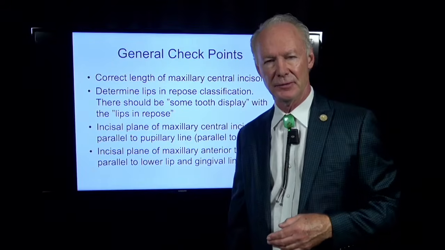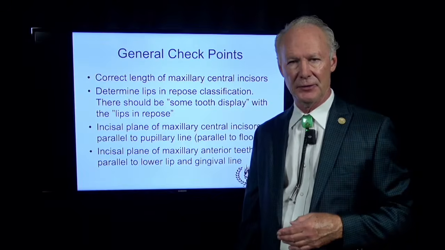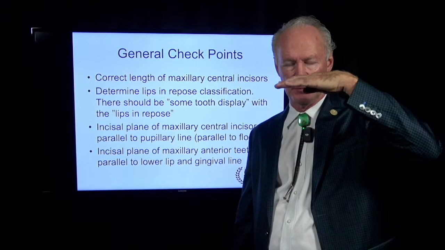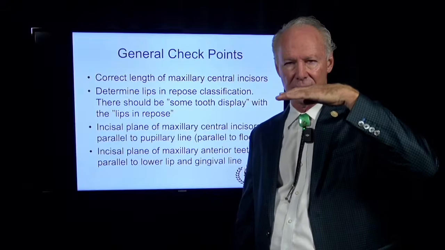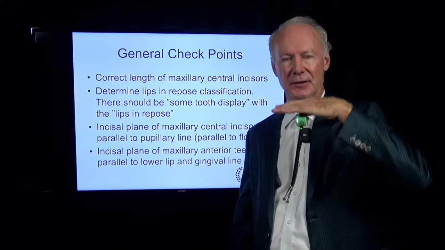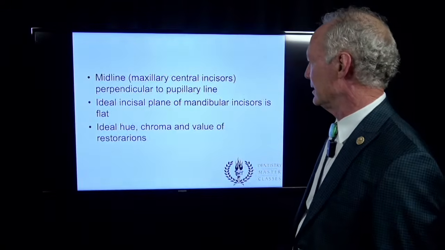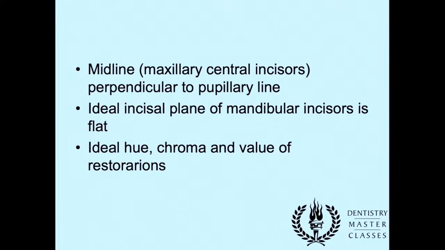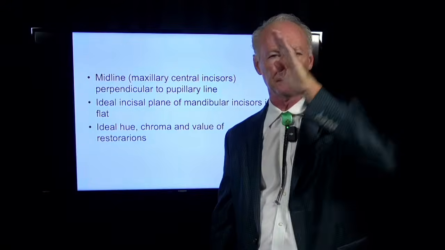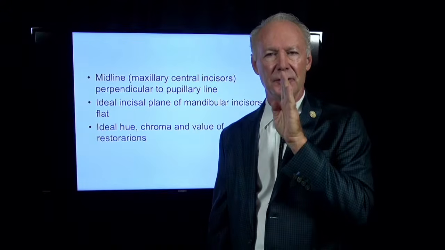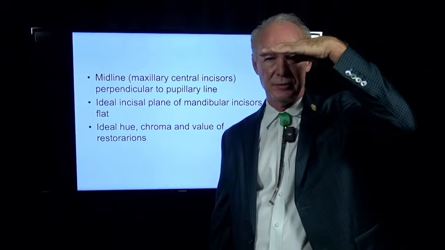So some of the basics of the fundamentals of cosmetic or aesthetic dentistry are you want a line drawn between the pupils to be parallel to the gingival line approximately, the incisal plane approximately of the maxillary anterior teeth, and the lower lip. All those should be parallel, and I'll go through some cases here in a minute. The midline, the maxillary central incisors, should be perpendicular to the pupillary line. So if this is the pupillary line, which is parallel to the floor, in a perfect world, the line between the central incisors should be perpendicular to that pupillary line.